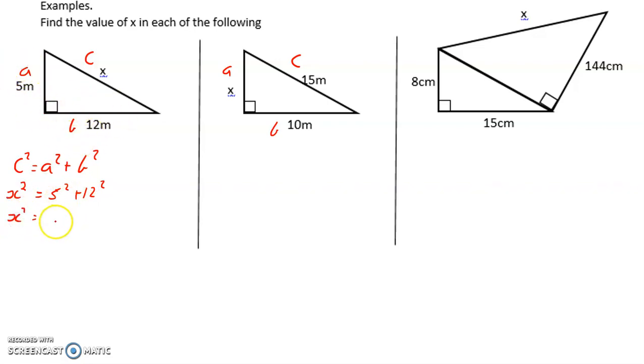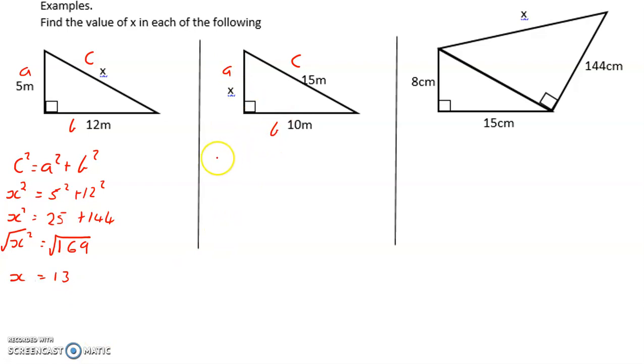So X squared, 5 squared is 25, 12 squared is 144. So X squared equals 25 plus 144. It's 169. Now, to get rid of the squared from an x, we have to do the opposite. The opposite of a squared is a square root, so we do the square root of both sides. We end up with x equals 13.